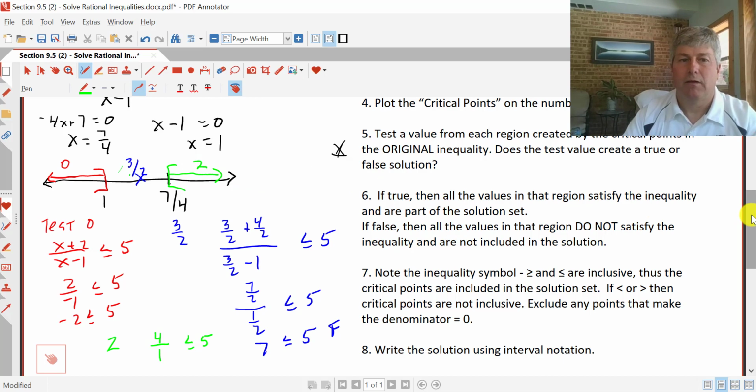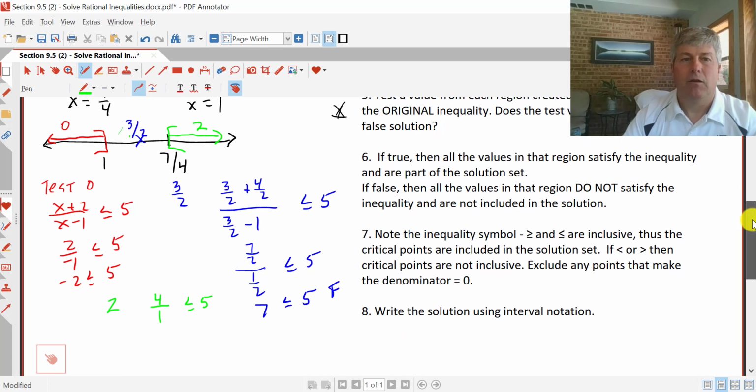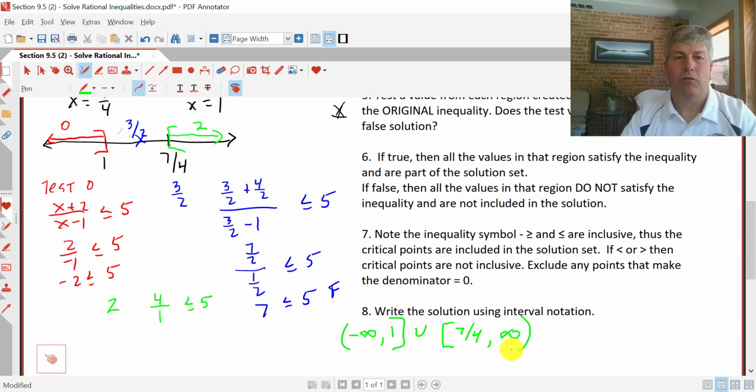So there's our graph. And then our answer written in interval notation is everything from -infinity all the way to 1, not including 1, in union with the values of 7/4 all the way to +infinity. And we're inclusive of the 7/4. So that's our process for solving rational inequalities, and you'll get some more practice on that when I see you in class.